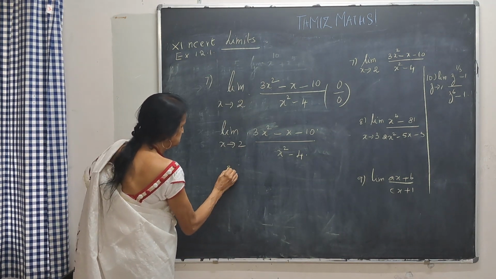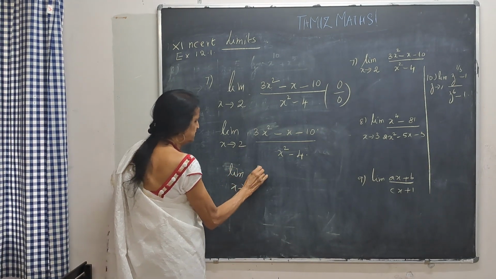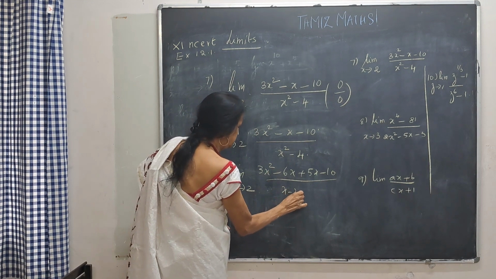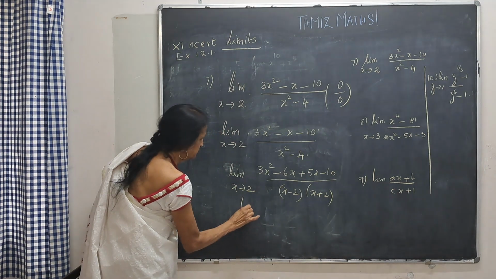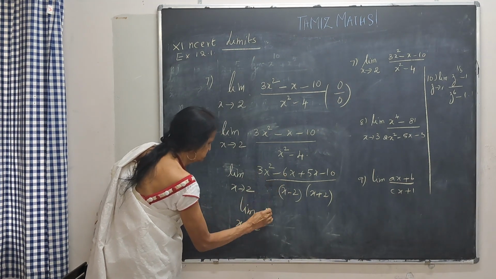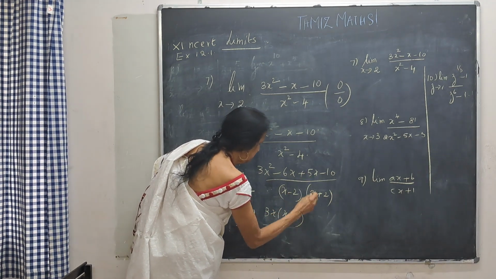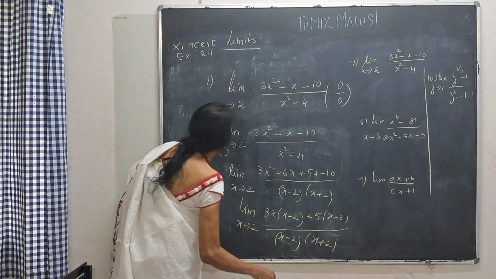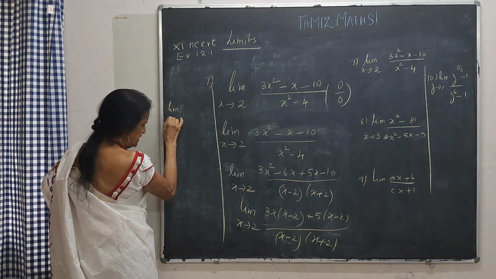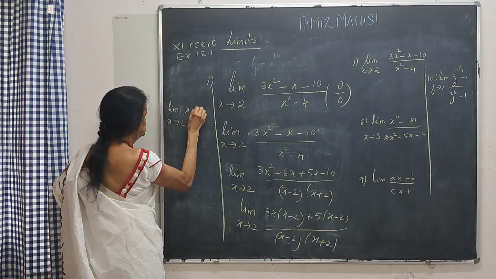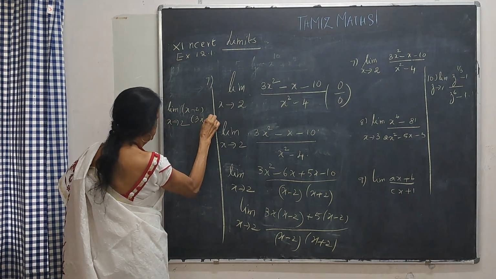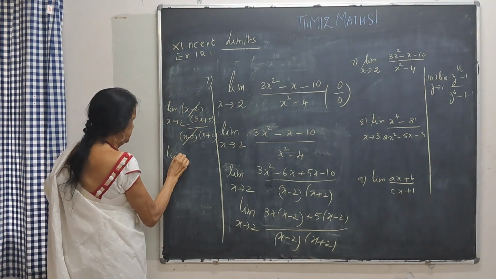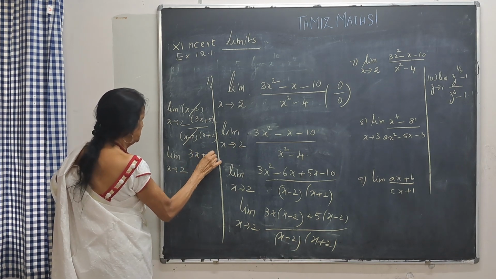So this is limit x tending to 2 of 3x squared minus 6x plus 5x minus 10 by x minus 2 into x plus 2. Take 3x outside: 3x into (x minus 2), plus 5 outside: 5 into (x minus 2). Take out x minus 2 outside. So this will be (x minus 2) into (3x plus 5) by (x minus 2) into (x plus 2). So this x minus 2 will get cancelled. We get limit x tends to 2 of 3x plus 5 by x plus 2.